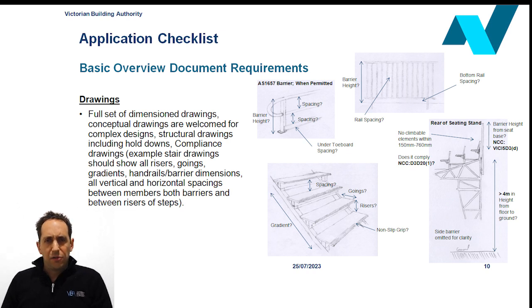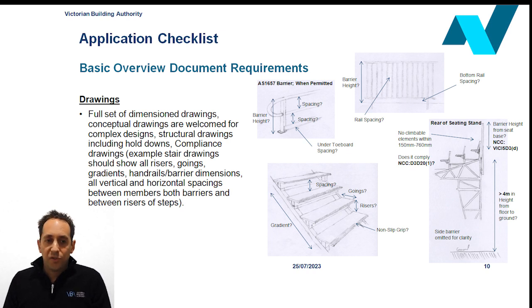We often get staircase drawings without the measurements correctly listed for the goings, the risings, the gradients, and the spacings in between the steps. Barriers are often submitted without the vertical and the bottom rail spacing measurements as well. If you don't know what the spacing is, I've shown that on the diagram, as you can see, what I mean by the spacings on those drawings.